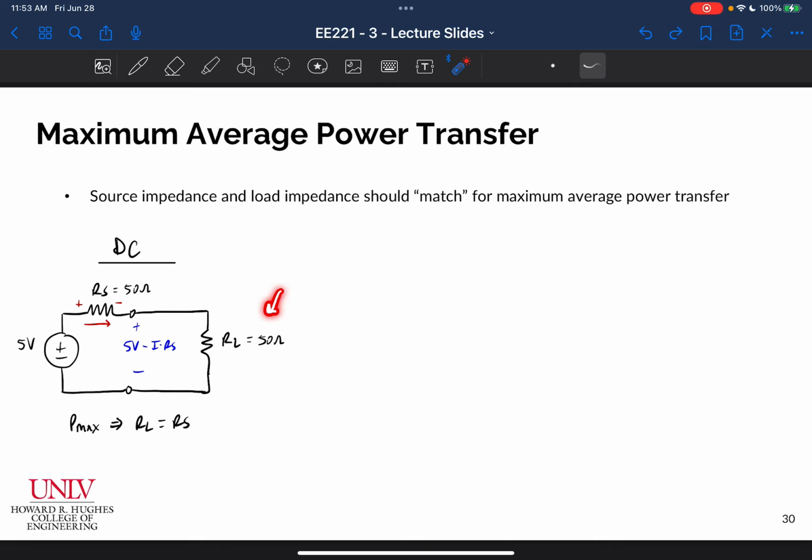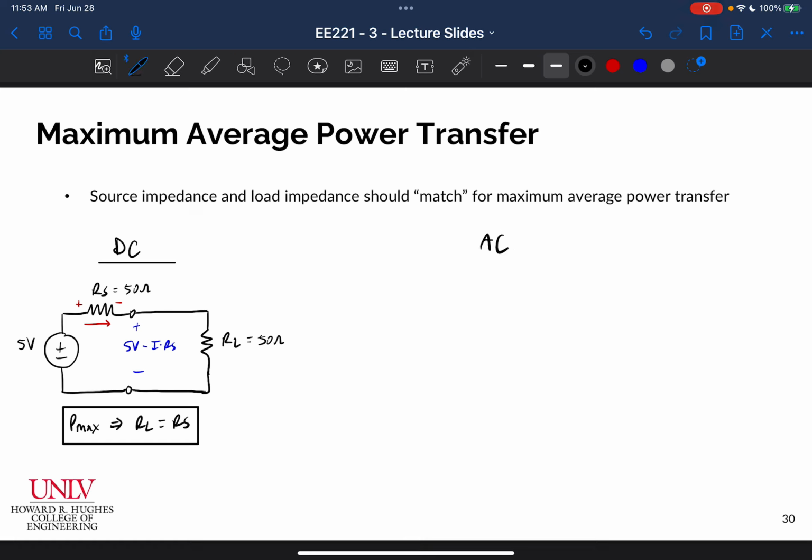If we made this value really, really large, we would get a huge voltage across it, close to 5 volts. If we made it really, really small, we'd basically have 0 volts across it, and all the voltage would be dropped across the source resistance. So it's not about the voltage, it's about the power. Note that the maximum power is transferred when the load resistance and the source resistance are equal. Okay, so that's the important piece for DC.